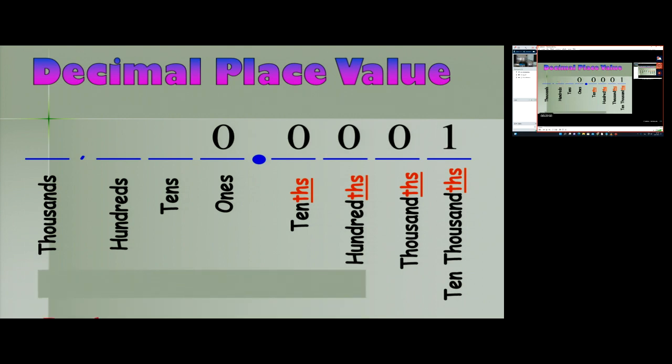Next. Now, if we have this number, on the whole number side of the given number, this is 0, right? If that number is 0, we don't read it. No need to read. So you just read the decimal number. What is this number? 1 ten thousandth. So only read the decimal number since the whole number is 0. Okay? If there is a value of the given whole number, you read it. But if it is 0, you don't read it.